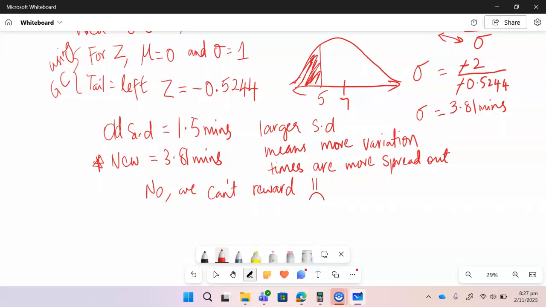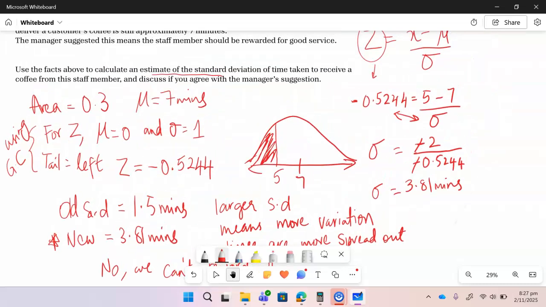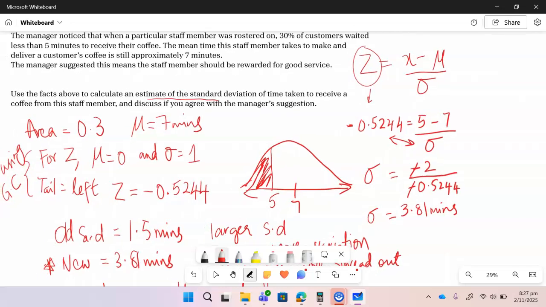Cool. So yeah, that's how you work out the standard deviation. Just remember to not ignore the negative. Carry that forward into the formula. All you're doing is swapping the standard deviation with the z-score, and the rest should work out.